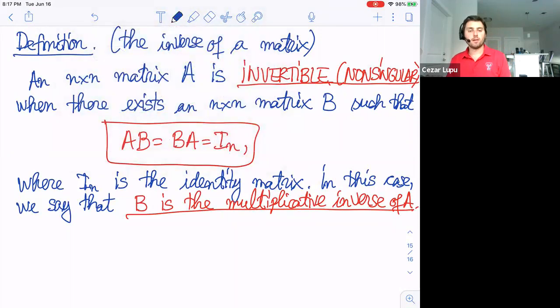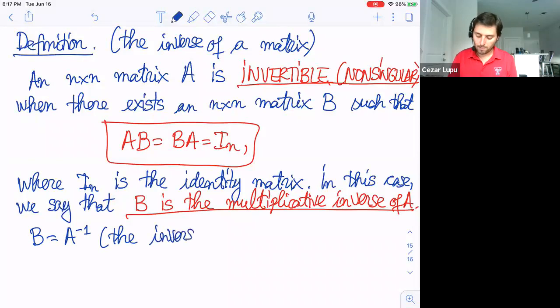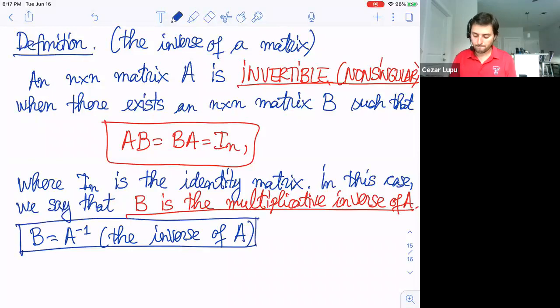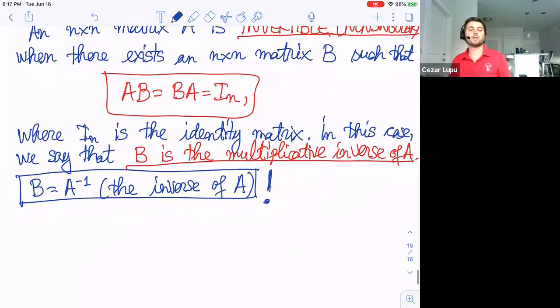So basically, when we denote this by B, we'll write it like this. Anyway, B equals A inverse, A to the negative 1, the inverse of A. And that's it. Right? So this is the inverse of A.